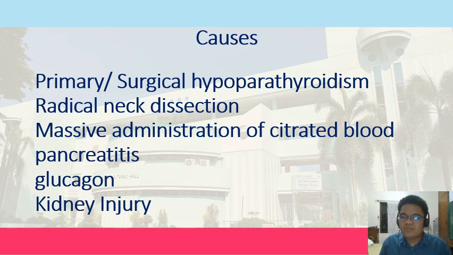Other than that, you also have your glucagon. Excessive secretion of your glucagon from an inflamed pancreas might result in increased secretion of calcitonin. So what will calcitonin do? Your calcitonin will try to reduce your blood calcium levels.